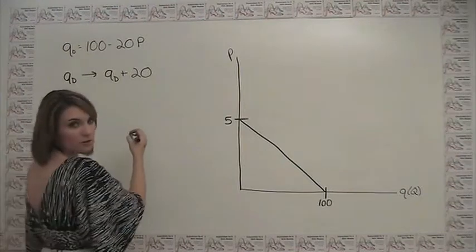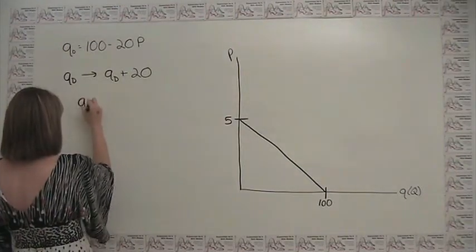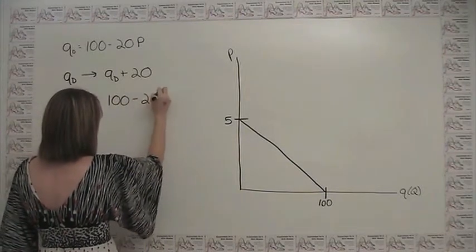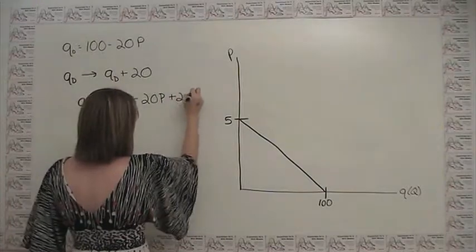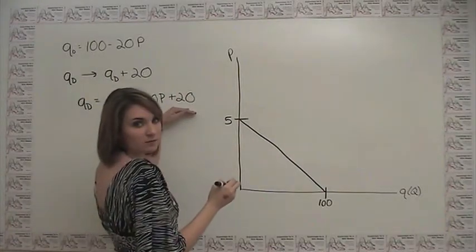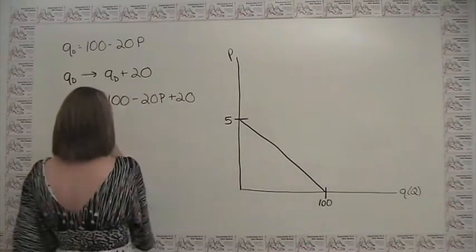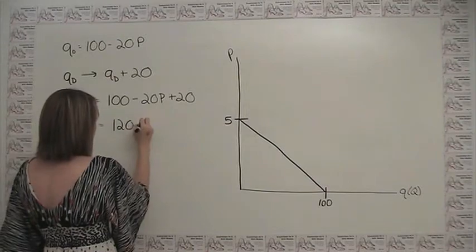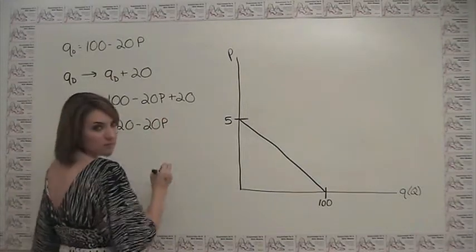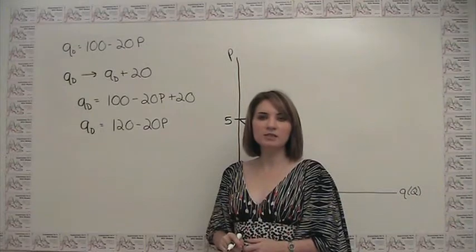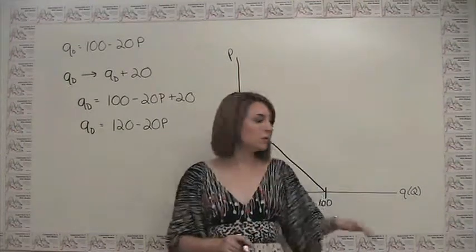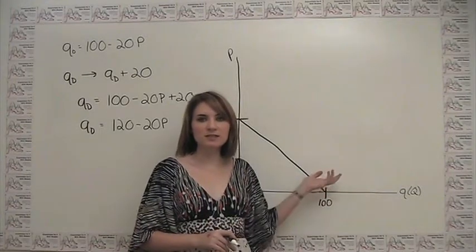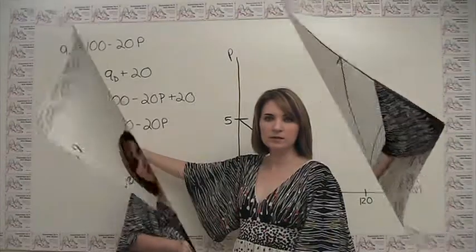And we can just say that our new quantity demanded is equal to 100 minus 20p plus 20, because we can just tack on a 20 to the quantity. And if we simplify this, we just see that quantity demanded is equal to 120 minus 20p. Conceptually, this change is a movement along the quantity axis, or the horizontal axis here, to the right of 20 units. So essentially, we're shifting the demand curve to the right by 20 units.